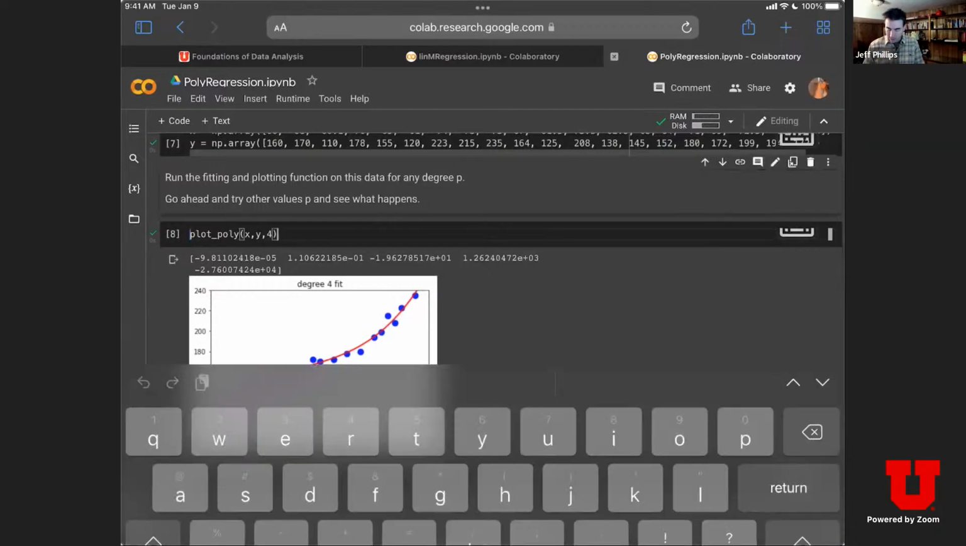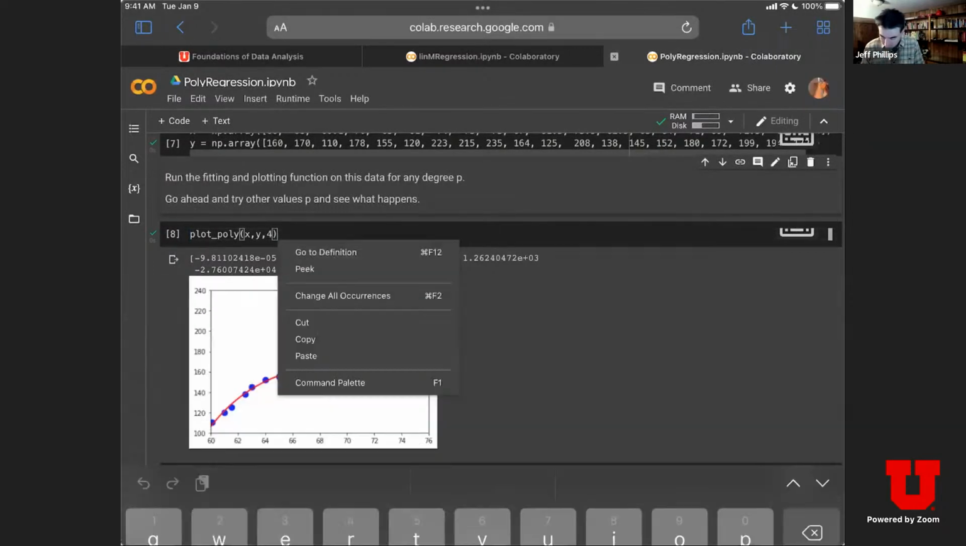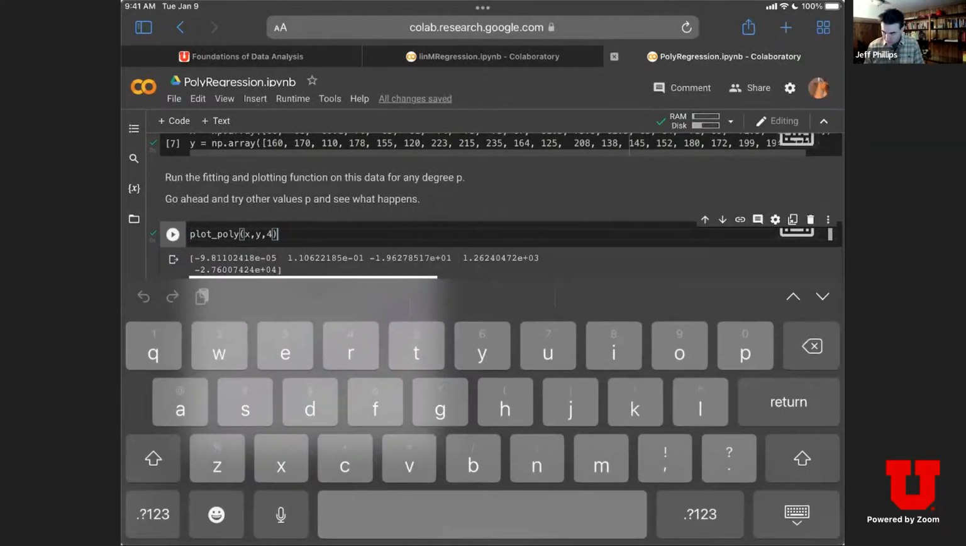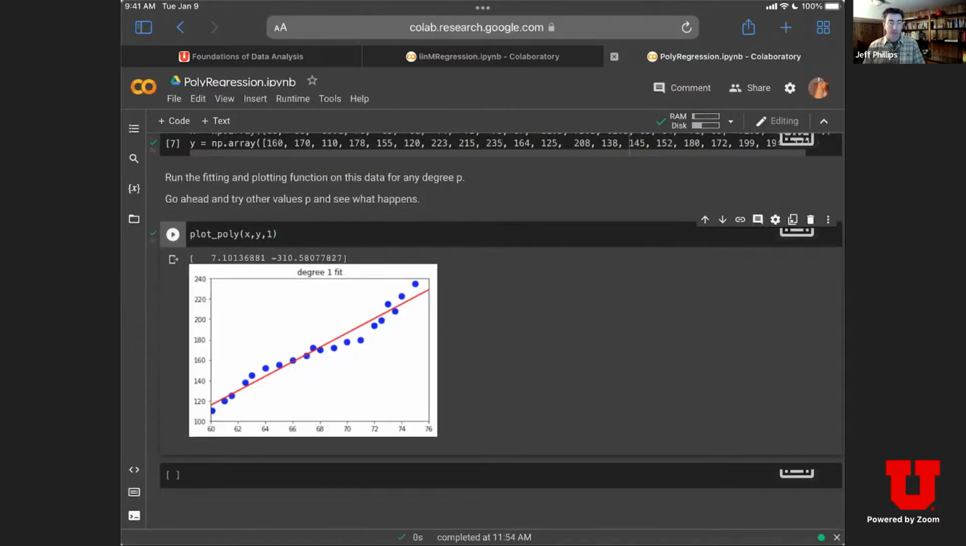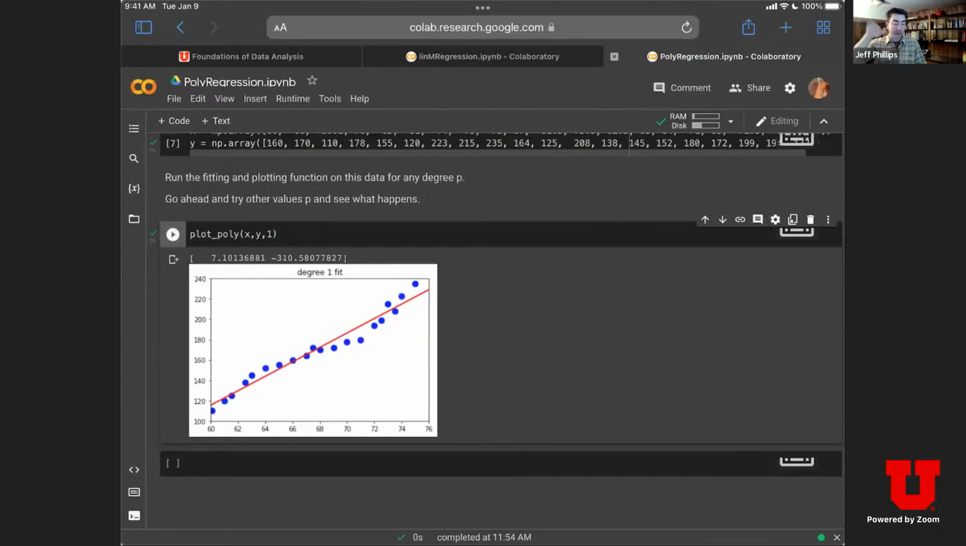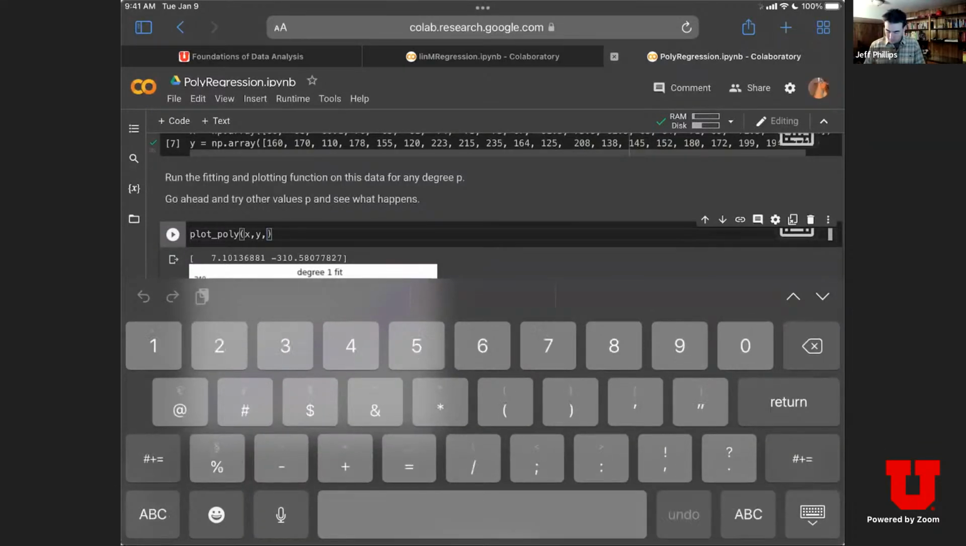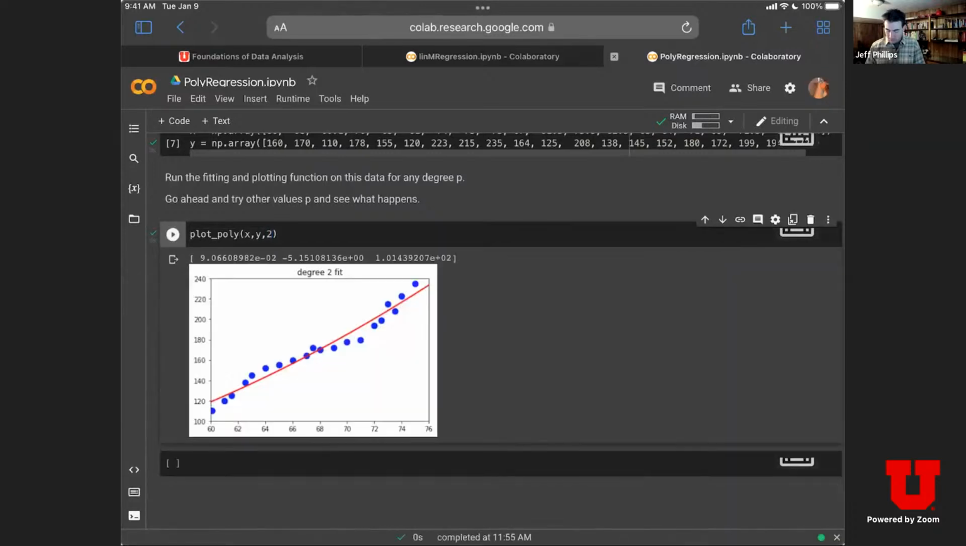The reason I wrote it as a function is that now I can change that polynomial degree, and it reruns, replots, and resolves for the line. Now it's solved for the best linear fit. If I change this to a 2, it gives me a polynomial fit. This is degree 2, a parabola. You can see it curving a little bit, not very much.